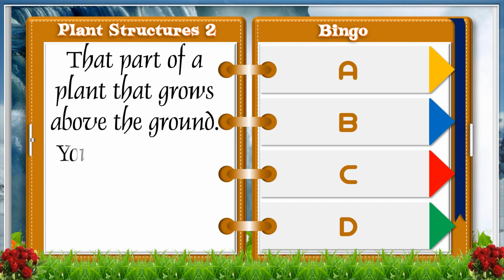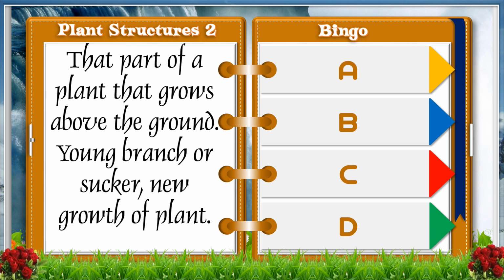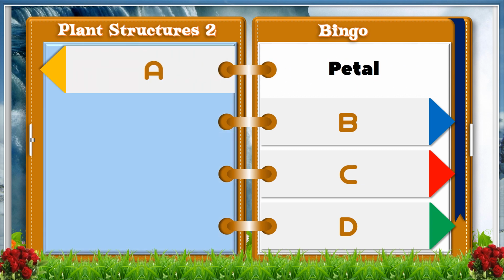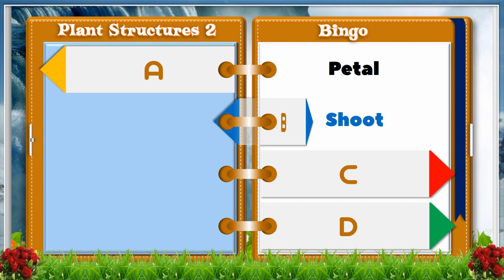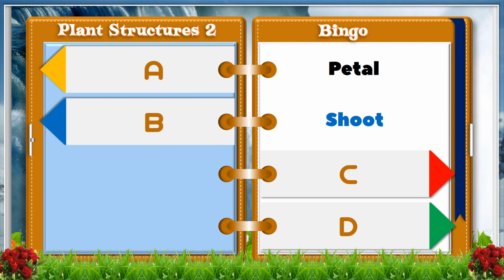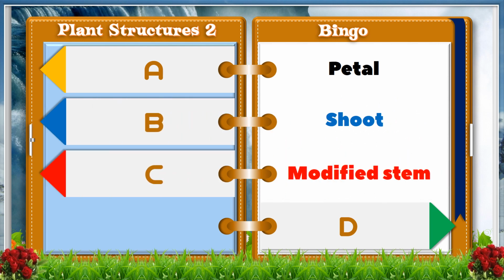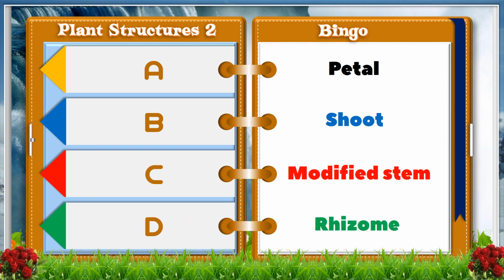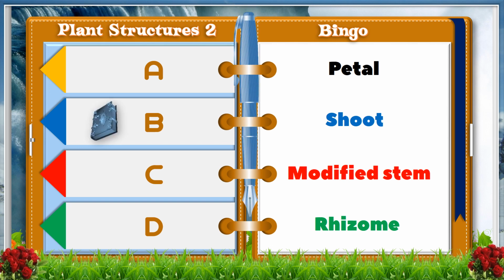That part of a plant that grows above the ground. Young branch or sucker, new growth of plant. A, petal. B, shoot. C, modified stem. D, rhizome. And the answer is B, shoot.